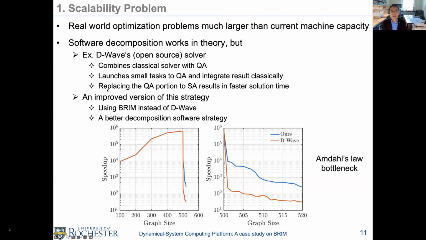Currently, in the red line, I'm using D-Wave's open source solver, which means I do some decomposition, use the hardware to solve a smaller problem, and combine the results and all of that. You see a sharp drop-off. To show you more clearly, this is zooming in. The x-axis is only from 500 to 520 nodes. You see the drop-off is very significant. This is a simulation result, assuming the hardware is our hardware, BRIM.